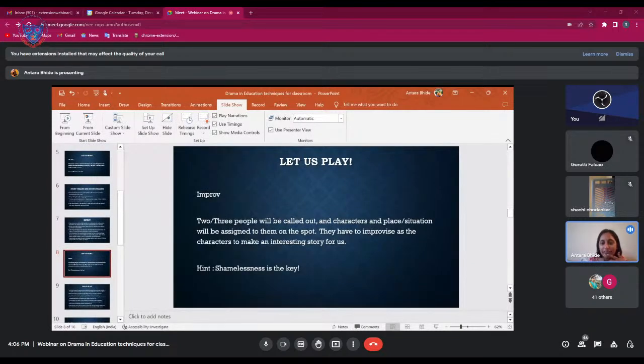Okay, so everyone be ready to be put on the spot. Ready? I'm going to call out two or three people. I'm going to give them characters on the spot and a situation or a place. And they have to improvise as the characters that I've given them and make an interesting story for us. Without any inhibitions, without saying, oh no, I'm shy, I won't be able to do it. Okay, ready?